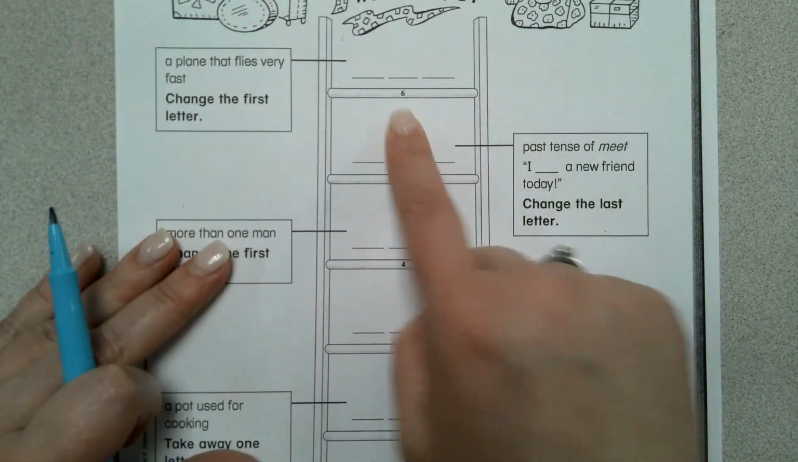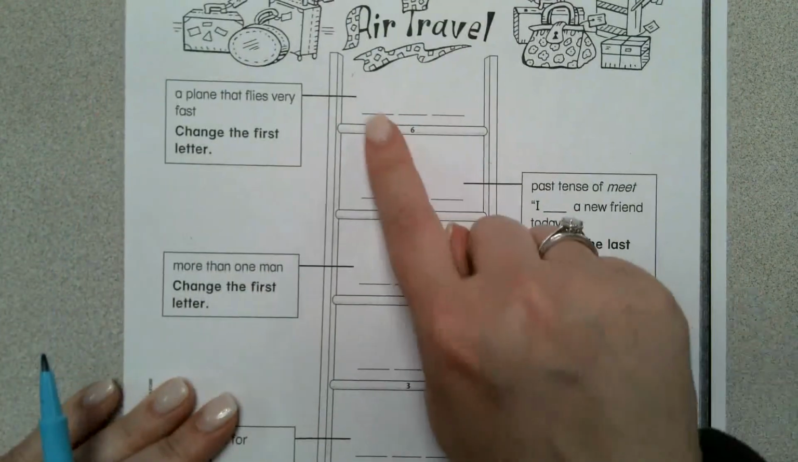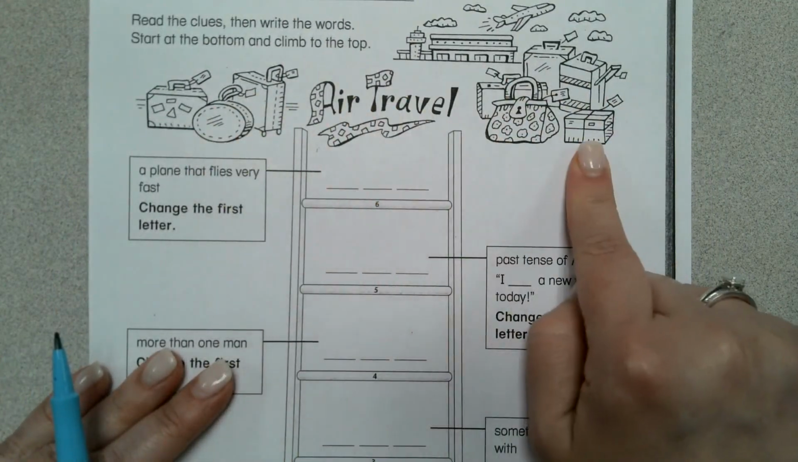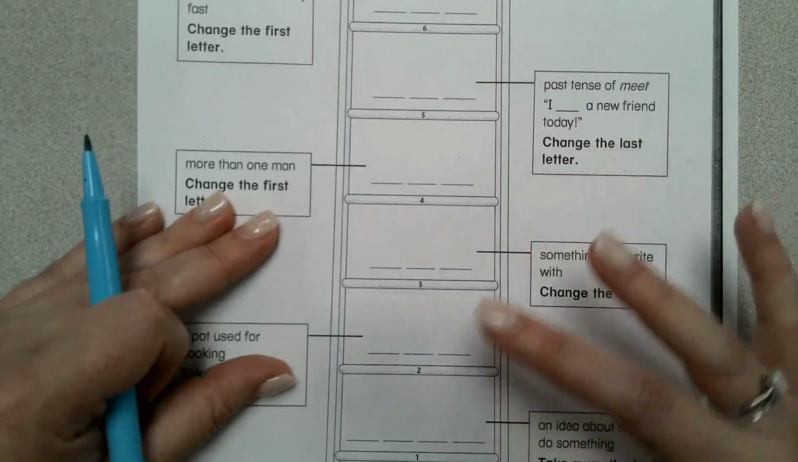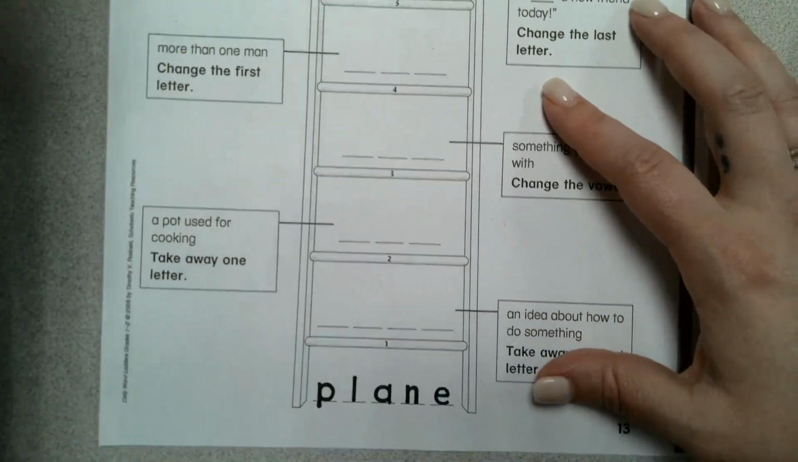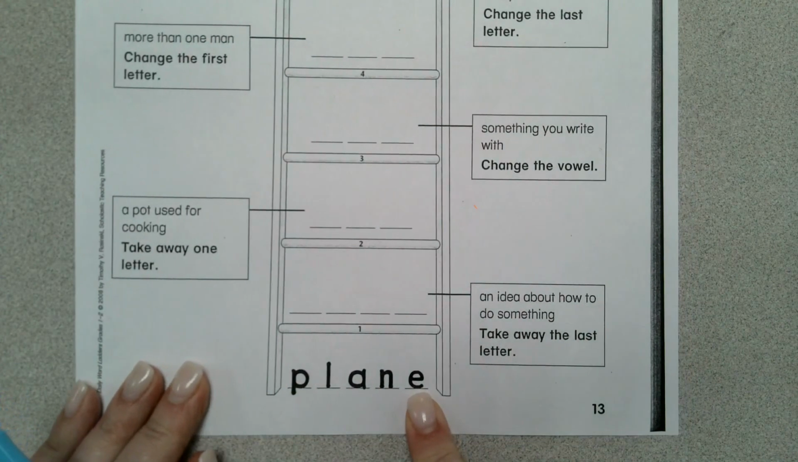There are going to be 6 different words. We're going to start off with plane, and then we're going to end up with a 3-letter word. The theme of this one is air travel. Okay, so the first and last word are going to be dealing with air travel. So I know when I'm traveling in the air, I'm going to fly in a plane.